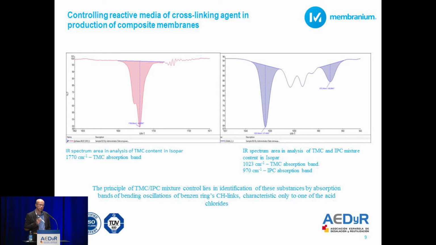But in the case where we use a mixture of cross-linking agents, and we do it, it's quite difficult to maintain the proportion in the mixture, but we were lucky to find the specific oscillation band of the CH links of the benzene ring for each of TMC or IPC cross-linking agent. That's why we can control it very, very carefully.